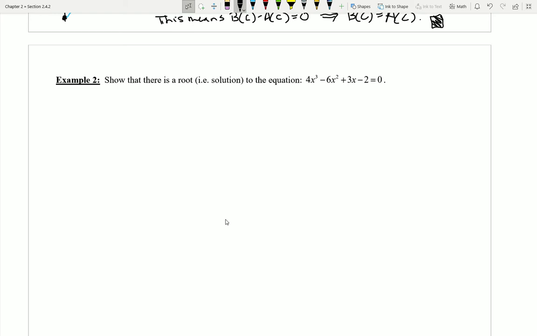notice that's not what the question asked. The question said, convince me that there is a solution. It didn't say, show me a solution. It said, convince me that there is one. Show that there is a solution to the equation.